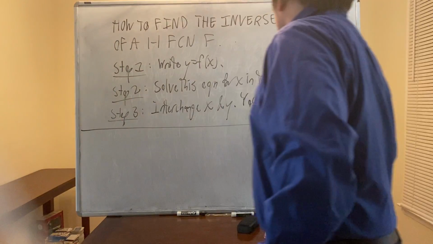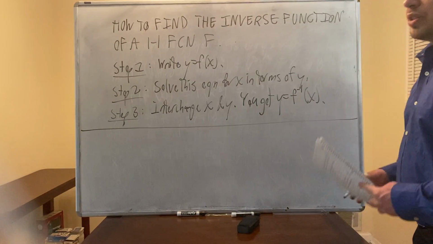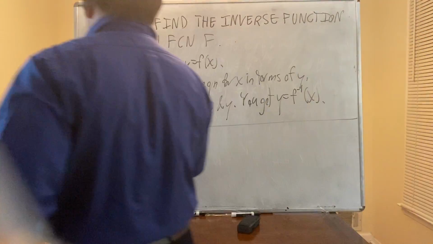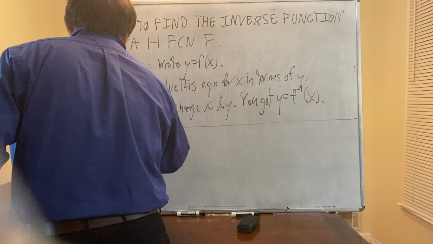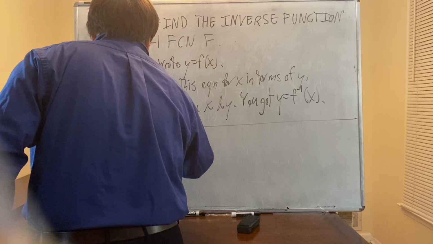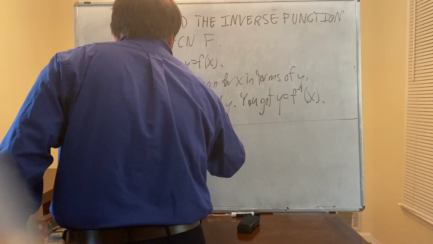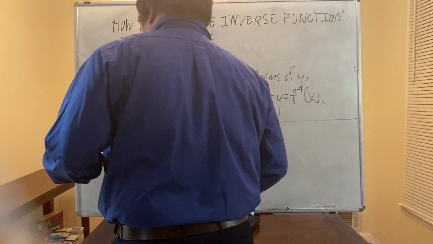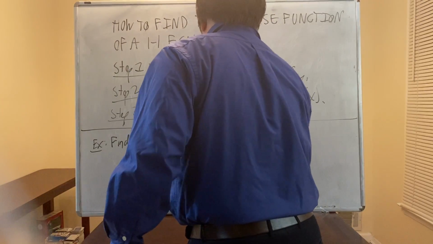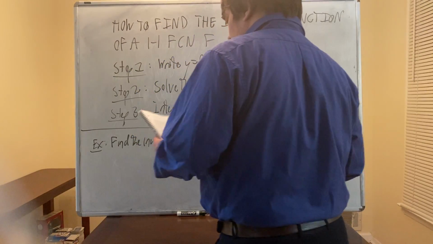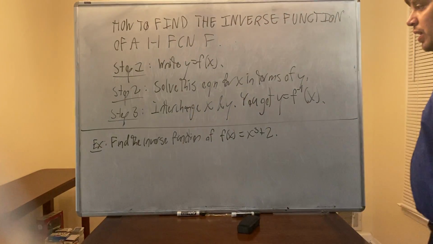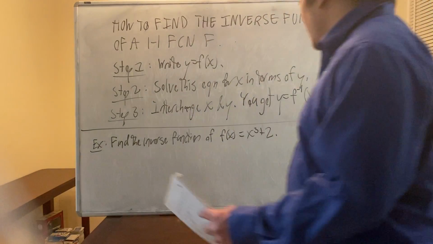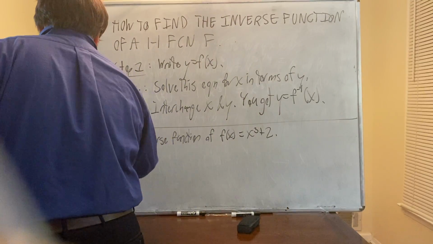Okay, and so those are the 3 steps. And so below that, over at the bottom part of the board, I'll apply the 3 steps to find the inverse function of a one-to-one function. So example, find the inverse function of f of x equals x cubed plus 2. Okay, so find the inverse function of f of x equals x cubed plus 2. Solution.